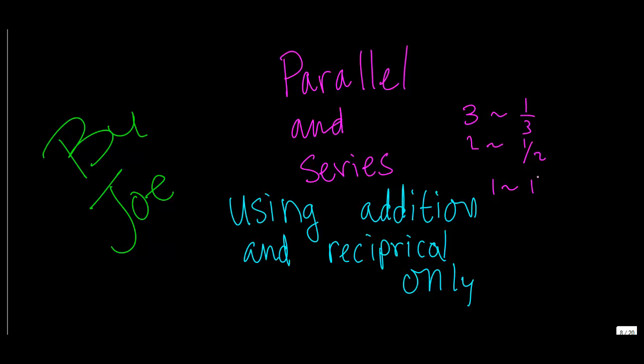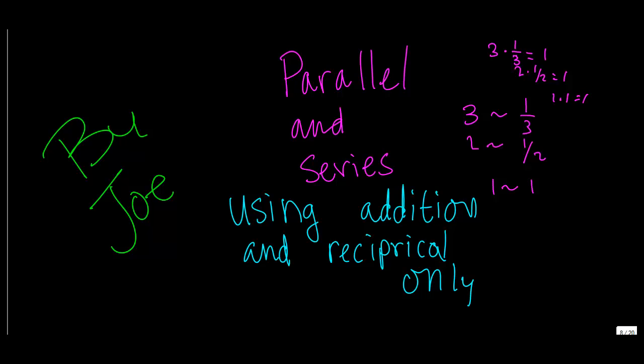Basically, it means what number do you have to multiply it by in order to get an answer of 1, or what number do you have to divide it by. So for example, 3 times 1/3 is equal to 1, or 2 times 1/2 is equal to 1, or 1 times 1 is equal to 1.